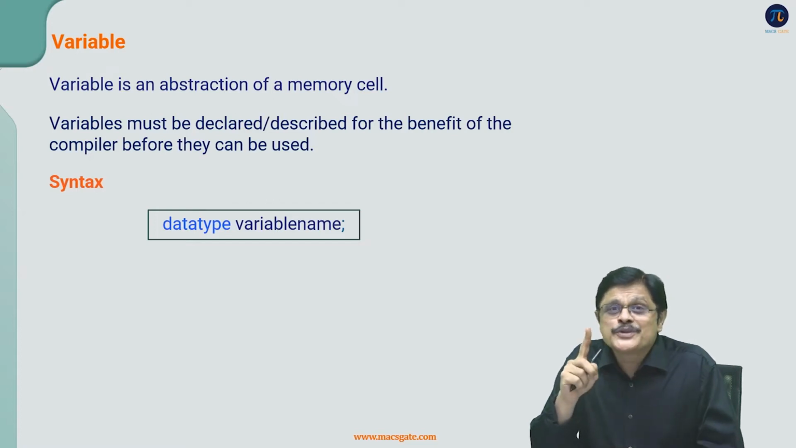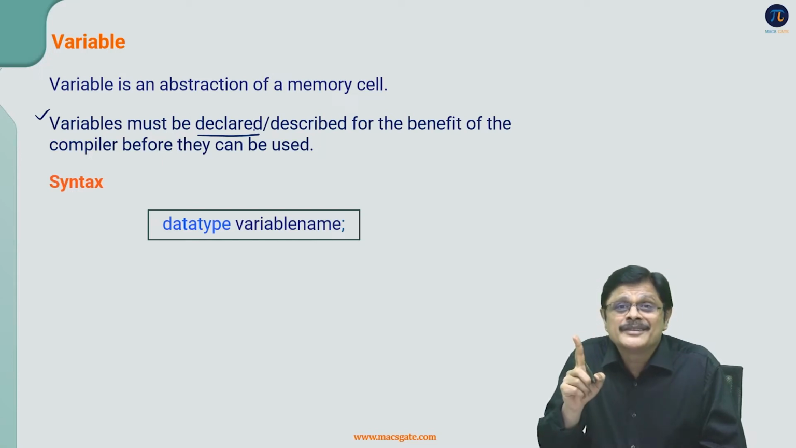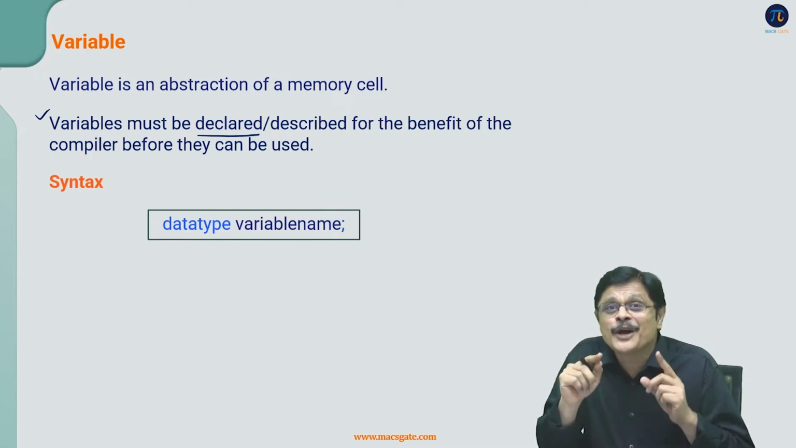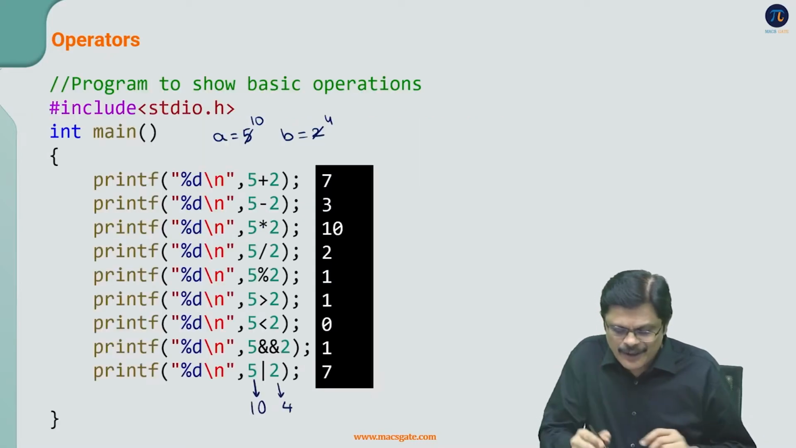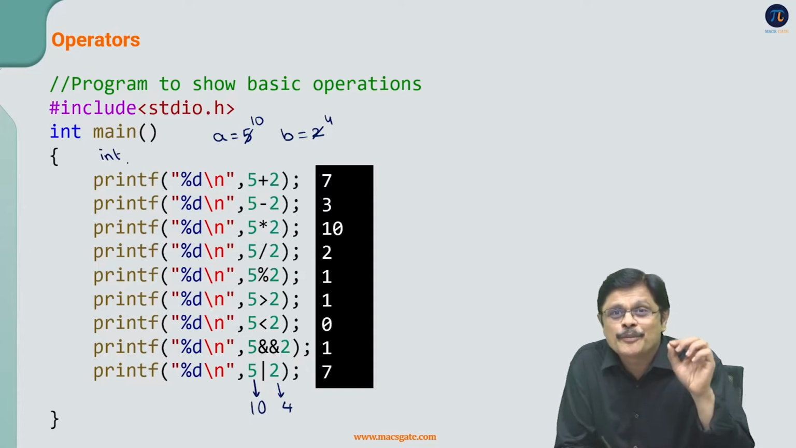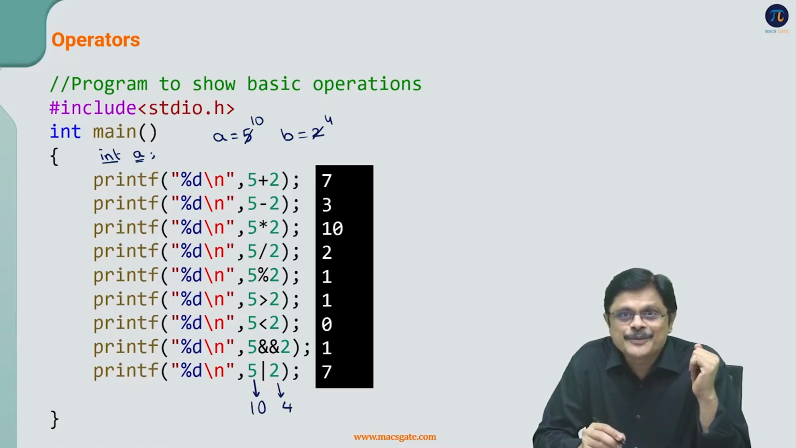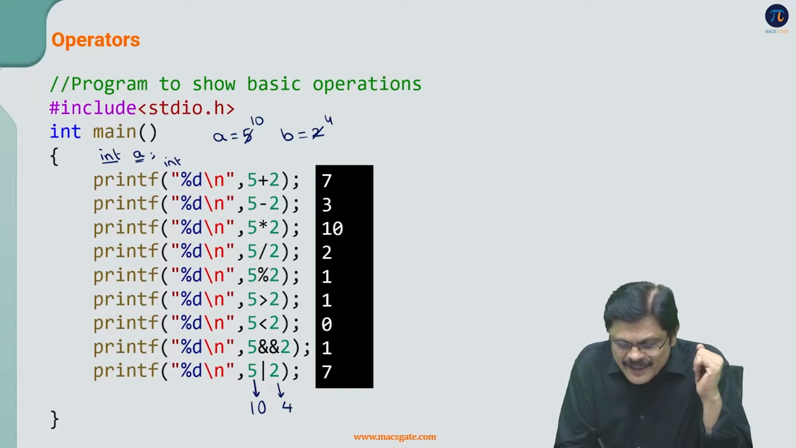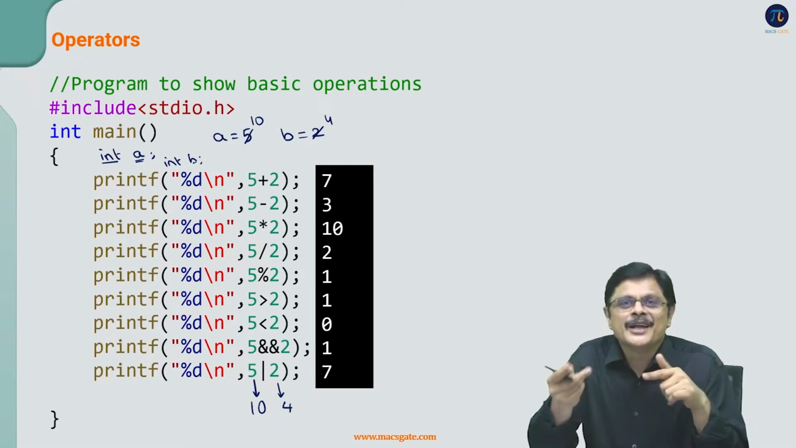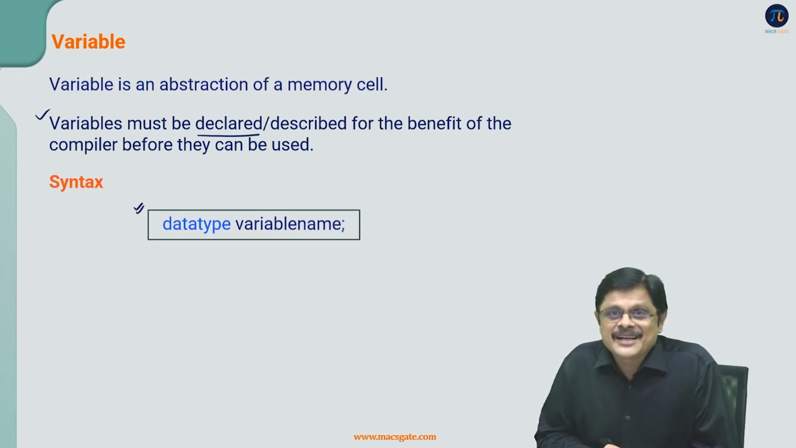Before using the variable, you must declare it. Here you cannot write A is equal to 10 like that, sir. You have to say what is the type of the variable. So you have to mention the type of the variable and the name of the variable. This is called the type of the variable. It is called the name of the variable. Then you can use it. Similarly for B also, int B: the type, the name, then you can use it. So this is the syntax for variable declaration, my dear friends.